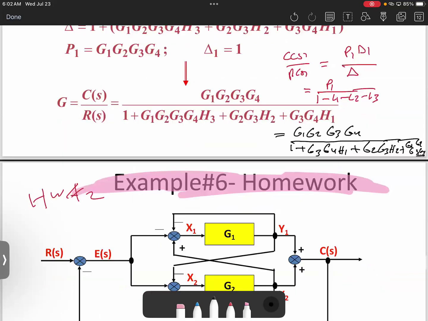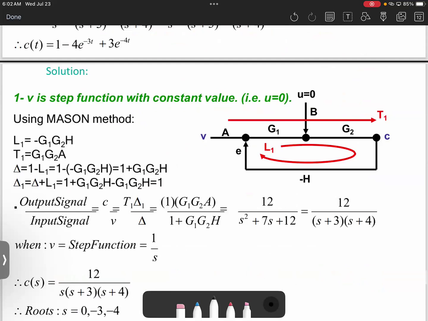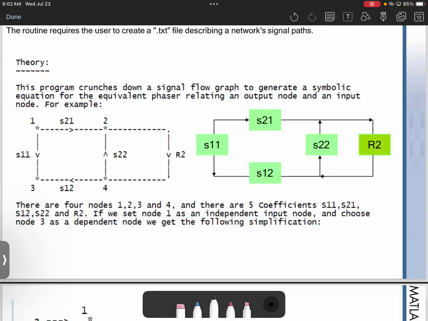Okay, here is an example. I think we are almost done, but let's see if there's anything else. Yeah, this is the last example. After that, we go to MATLAB.